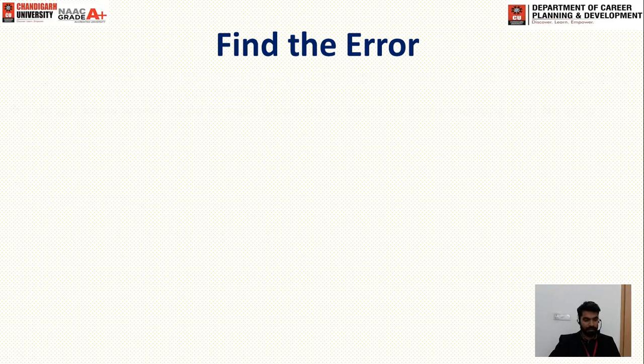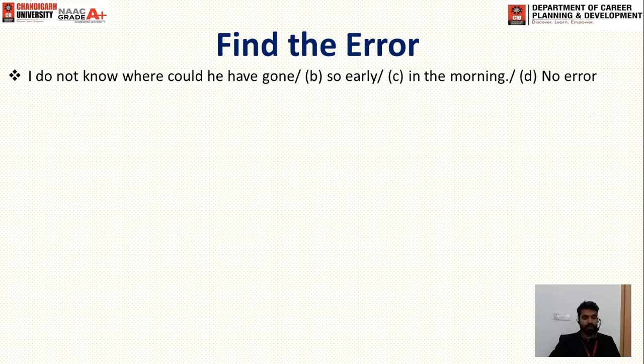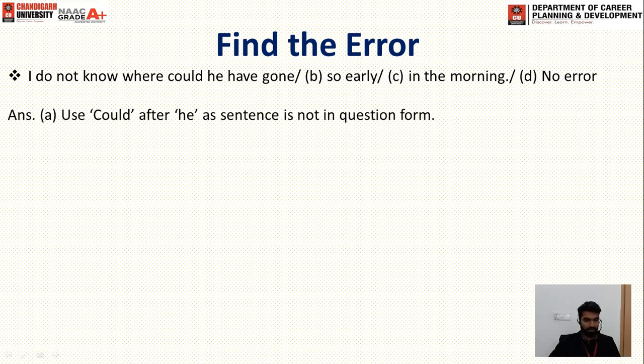Okay, so: I do not know where could he have gone so early in the morning. I guess there's a problem with A. Use could after he, as the sentence is not in question form. For a question we generally change the helping verb, but this is not a question, so we'll write the sentence this way: I do not know where he could have gone. Where he could have gone, not where could he.